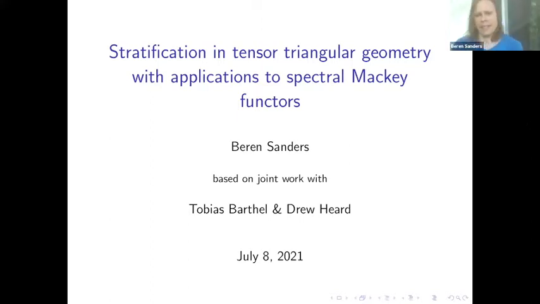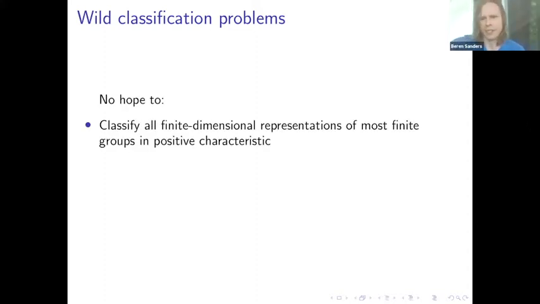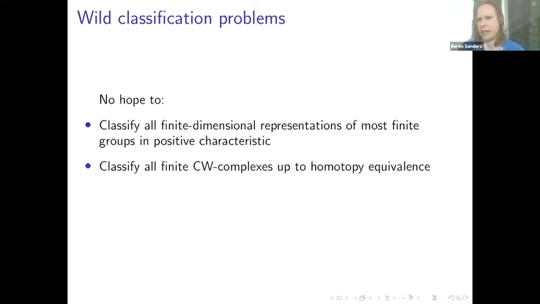So let's begin at the beginning. As we know, in mathematics, we are confronted with wild classification problems. For example, there's essentially no hope for us to classify all finite dimensional representations of most finite groups in positive characteristic. For most finite groups, classifying all its representations is a totally wild problem. Similarly, we essentially have no hope to classify all finite CW complexes up to homotopy equivalence. It's another kind of classification that ideally we would like, but we really have no hope of actually succeeding in achieving it. And of course, there are many more kinds of classifications that we would like, but we really don't expect to be able to solve.